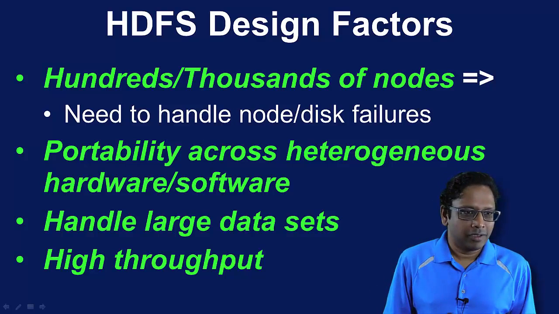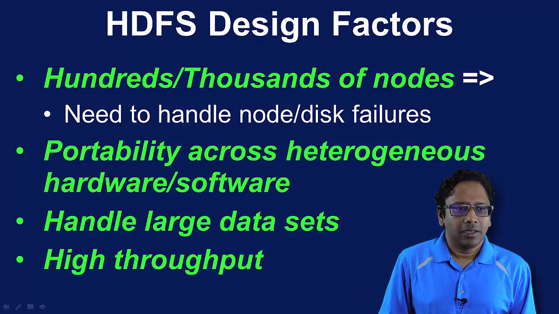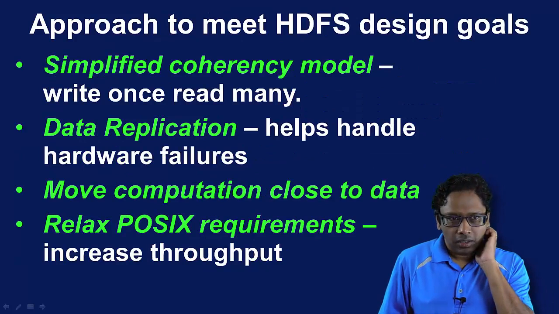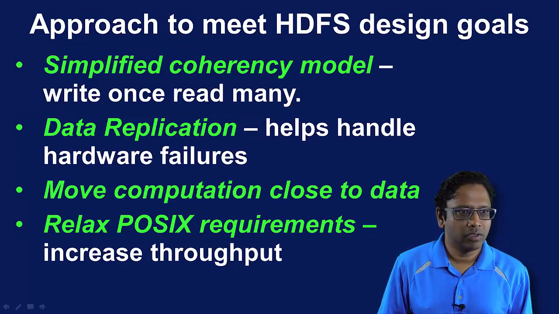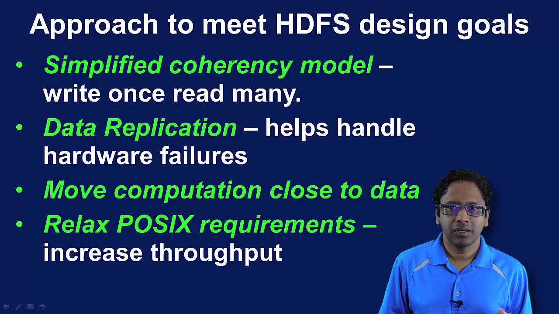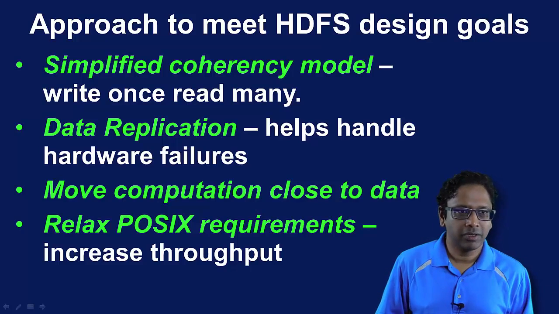And the goal is essentially to handle large data sets, and we mean terabytes to petabytes, and enable processing with high throughput. The approach taken, there were some simplifications done to enable this to happen. So there's a simplified coherency model. The idea is you write once and then read many times, and that simplifies the number of operations you have to do to commit the writes.